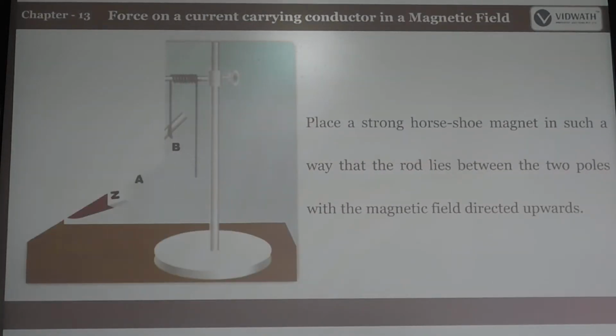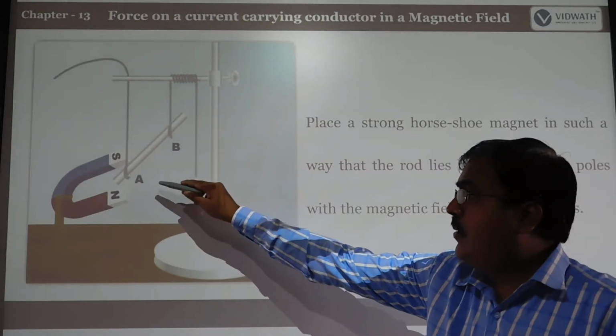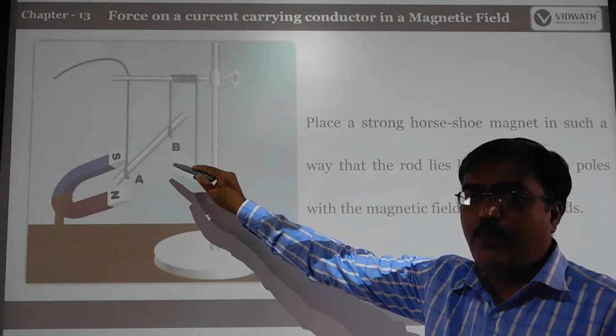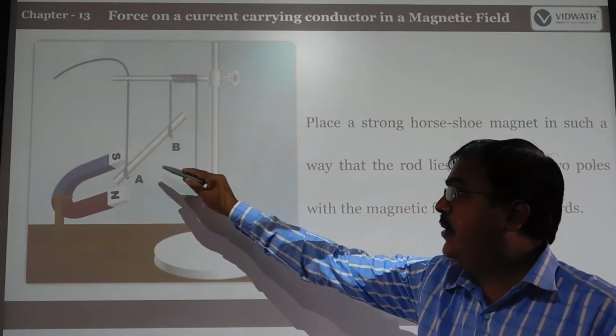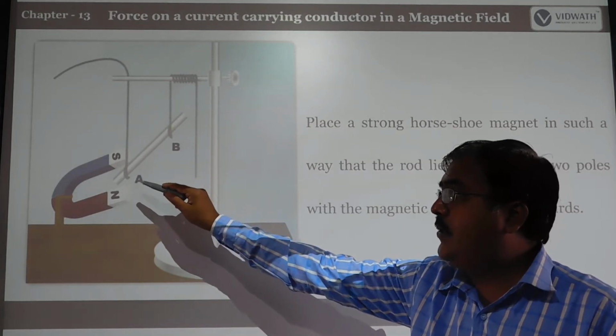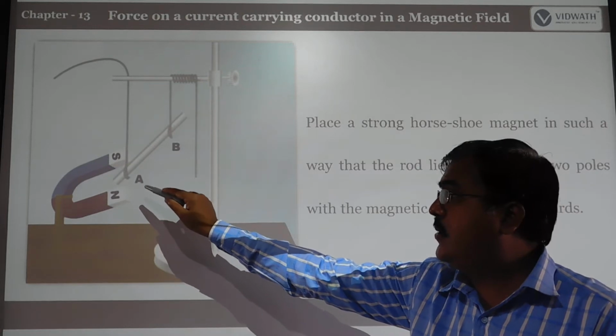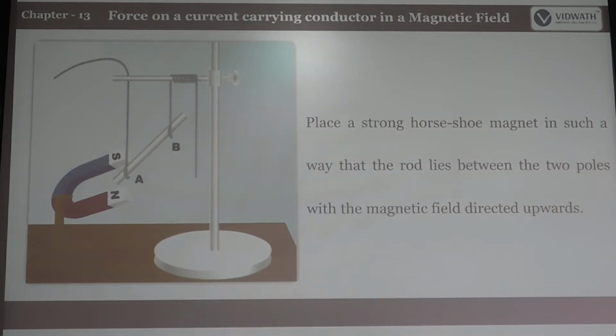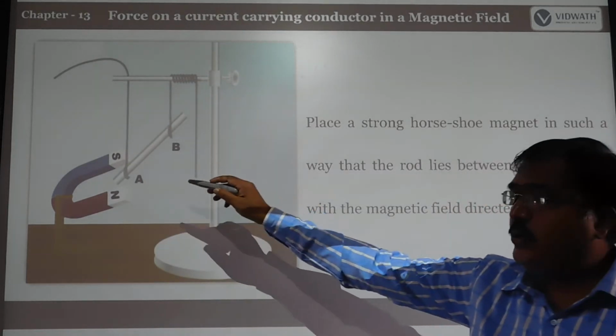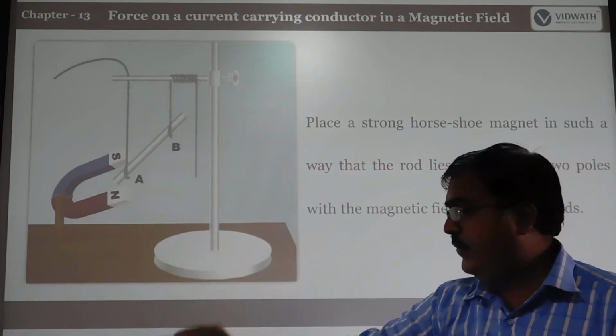Place a strong horseshoe magnet such that the rod lies between the two poles of the magnet, with the magnetic field directed upwards. So here, the aluminium rod should hang down. Afterwards, take the horseshoe shaped magnet, with the north and south poles, and the magnetic field directed upwards. So you should show the vertical direction.